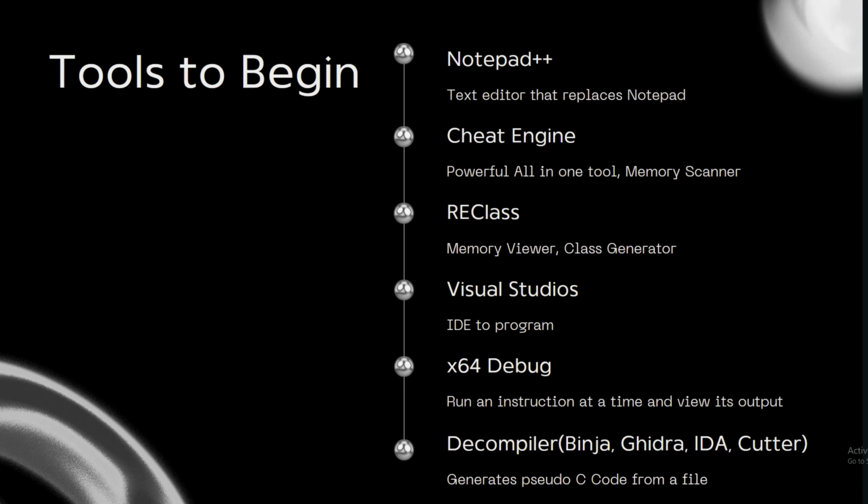Our next one is going to be Cheat Engine. Cheat Engine is a powerful all-in-one tool, meaning that using Cheat Engine alone, you can make hacks. Maybe later I'll make a video on making a mod menu using just Cheat Engine. But for this series, we'll be mostly using it for its memory scanner.